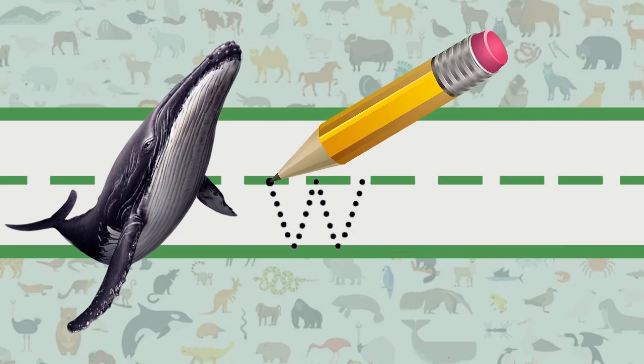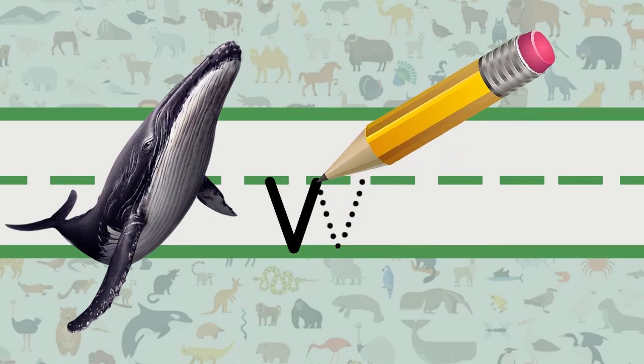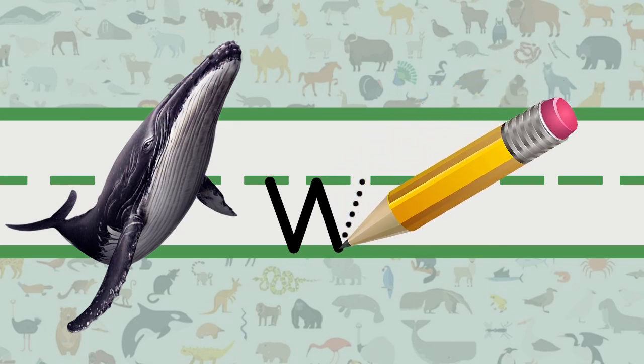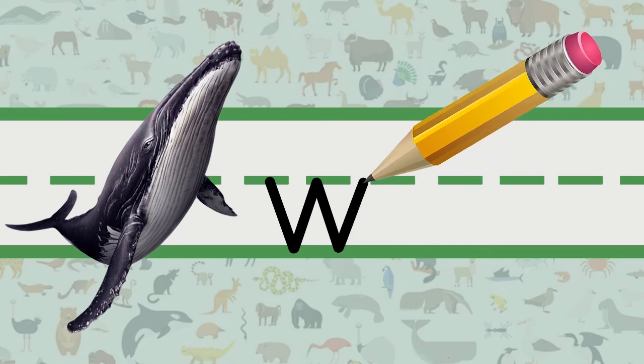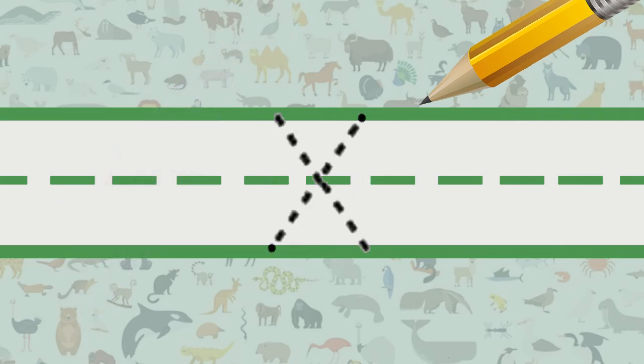Start at the middle and draw a diagonal line down to the bottom. Then from there, draw a diagonal line back to the middle. Then another diagonal line down to the bottom and another diagonal line back to the middle. Good job! Now let's write the letter X.